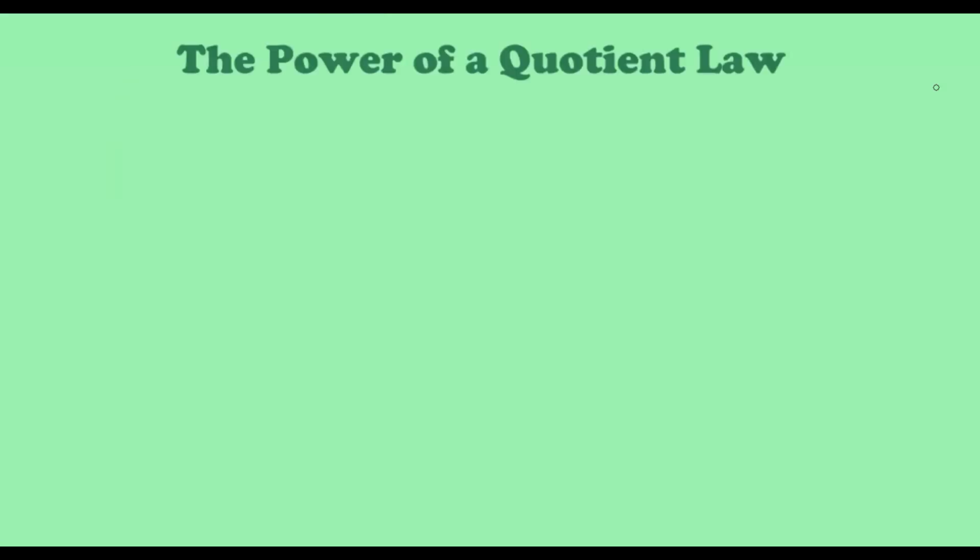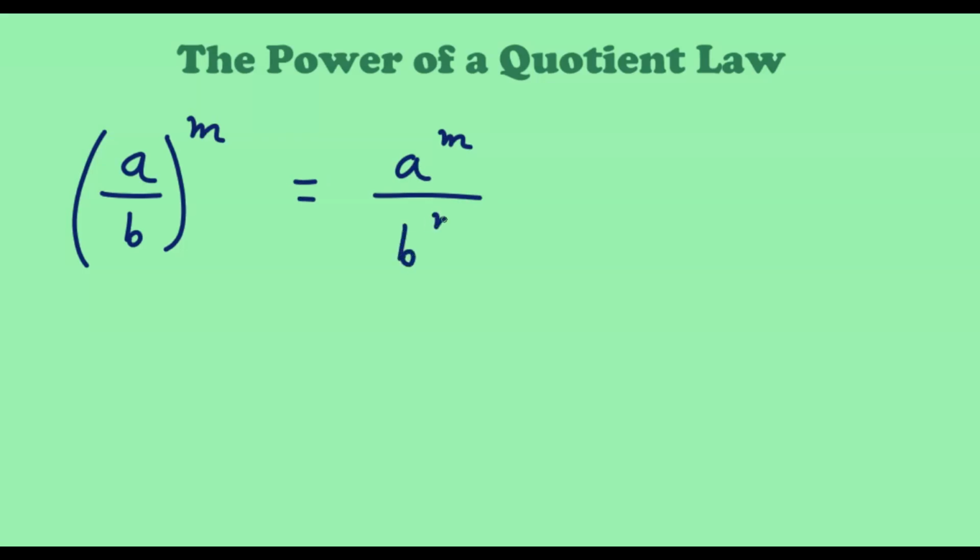Next law is the power of a quotient law. Now, according to this law, (A divided by B)^M is equal to A^M divided by B^M. Now, this is the power of a quotient law, and it tells us what happens when we have the power of a quotient. Now, let us consider an example.